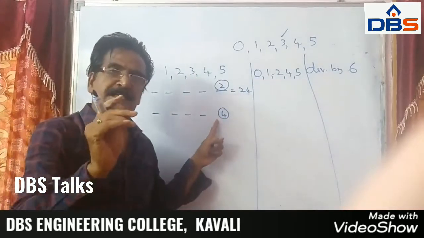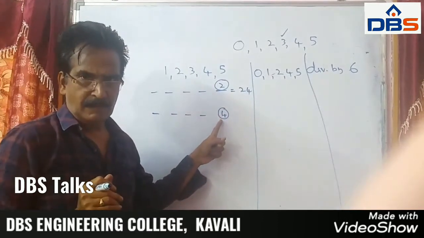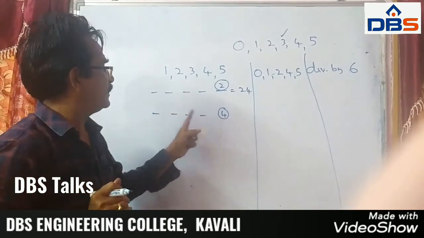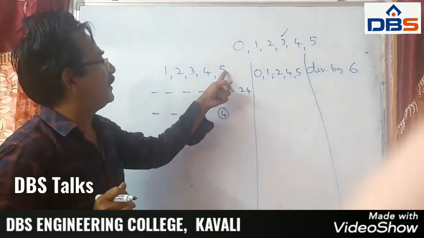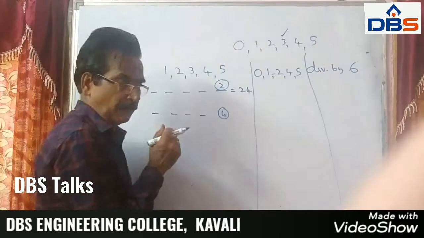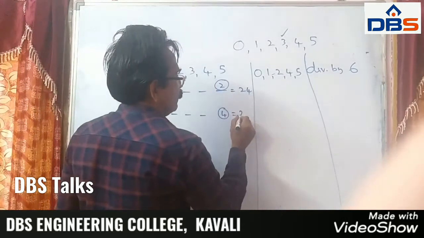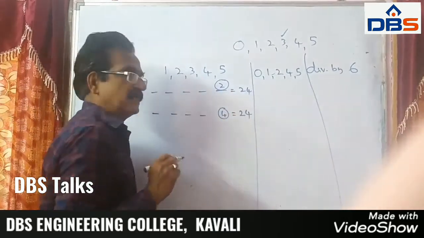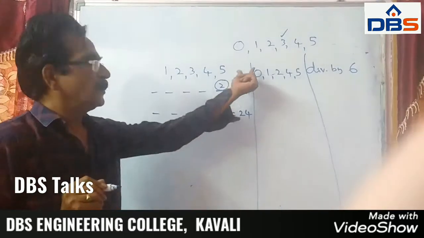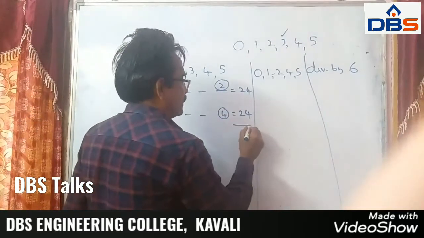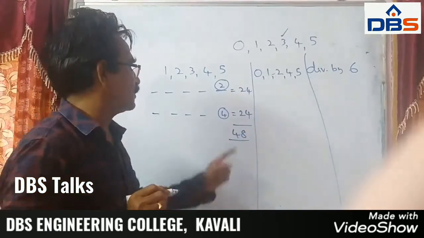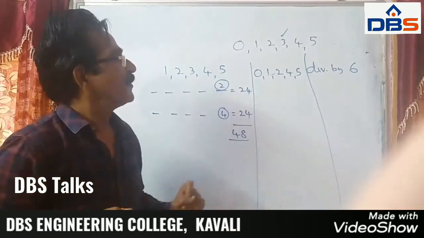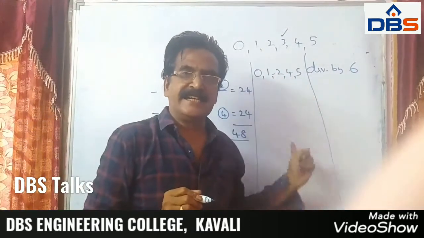If 4 is placed in the units place, the remaining 4 blanks can be filled by the remaining 4 digits in 4 factorial ways. That is equal to 24. So total 48 numbers. Total 48 5-digit numbers are possible which are divisible by 6. Let us consider the second case, friends.